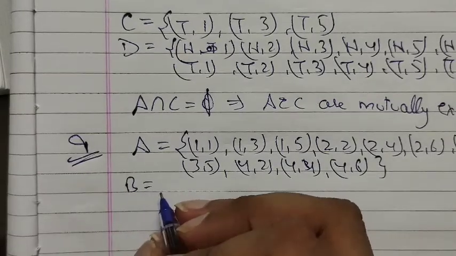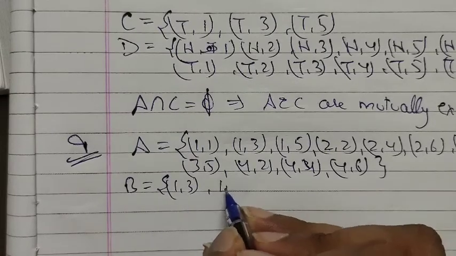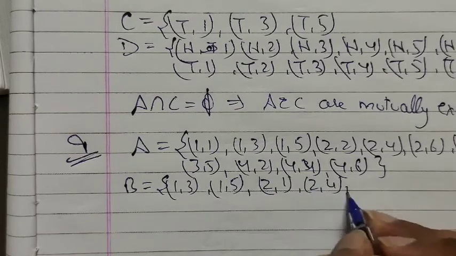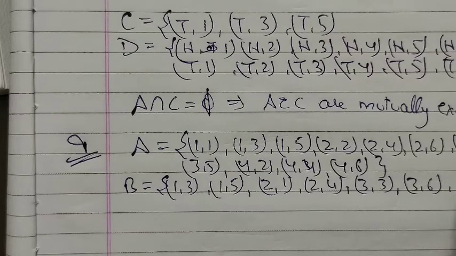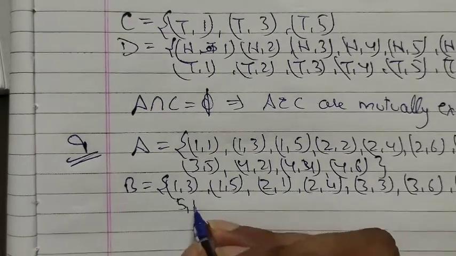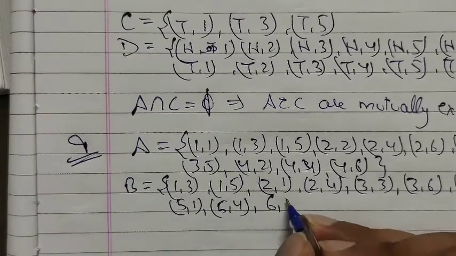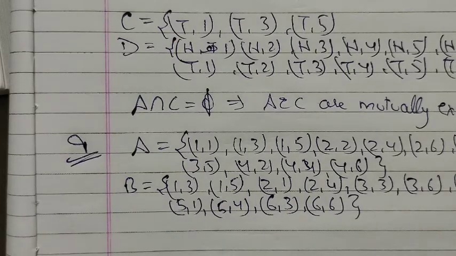B, getting a sum as a multiple of 3. So 1 comma 2, 1 comma 5, 2 comma 1, 2 comma 4, 3 comma 3, 3 comma 6, 4 comma 2, 4 comma 5, 5 comma 1, 5 comma 4, 6 comma 3, 6 comma 6. So here only the sum will be a multiple of 3.